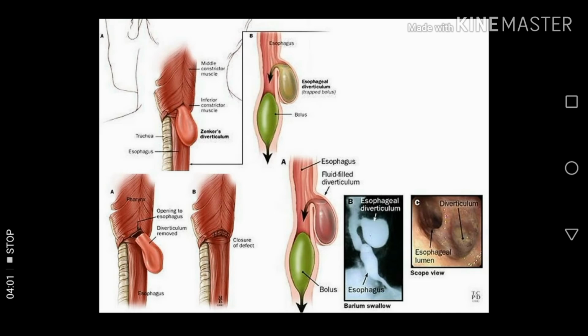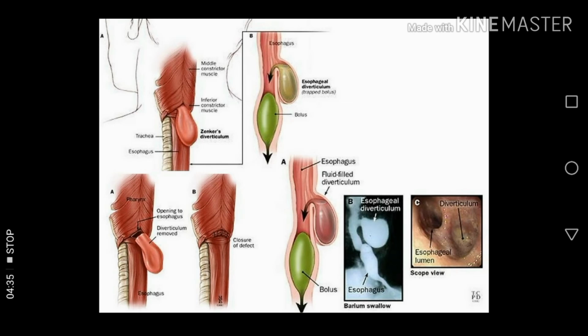As you can see in the right corner, there is the middle constrictor muscle, there is the inferior constrictor muscle. In the lower part of the inferior constrictor muscle, there is a weakening in the wall which leads to outpocketing known as Zenker's diverticulum. As you can see in the image below, there are two parts, and it actually shows the treatment. First of all, we will cut the Zenker's diverticulum and we will close that defect.